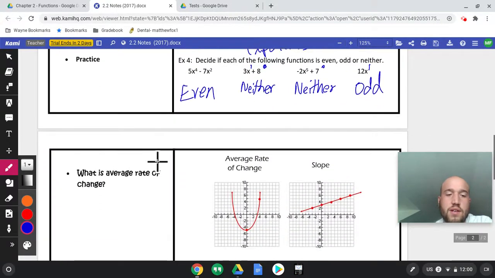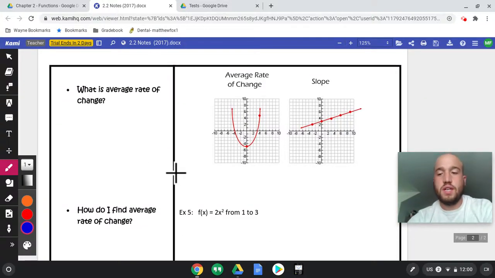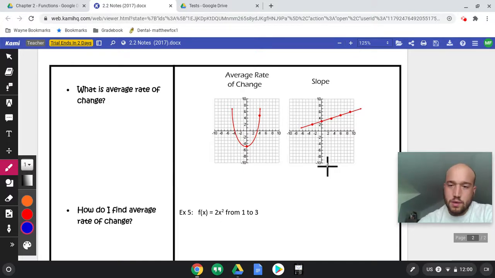But go ahead now and flip it to the back, and we're going to talk a little bit about average rate of change. Okay, so slope. Another word for slope is the rate of change. Like in this case, it looks like it's up 1 over 3, up 1 over 3. And in this case, it's consistent. If it's a line, it's always going to be a consistent change.